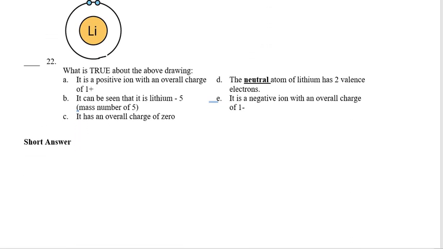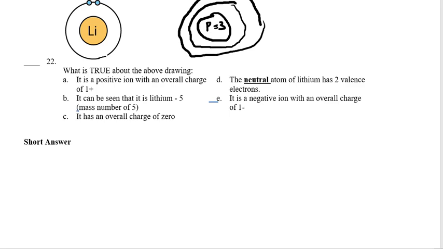What is true about this picture? Let's see. So let's reconstruct this a little bit. Lithium has 3 protons. It doesn't say anything about the neutrons here. But lithium, if it's neutral, should have 2 rings of electrons like this, 2 in the first ring and 1 in the second ring. So this is clearly not a neutral atom. In fact, I can tell you right now this is a positive 1 atom because one of these electrons has gone away. So it's a positive ion with an overall charge of +1. It can't be any easier than that.